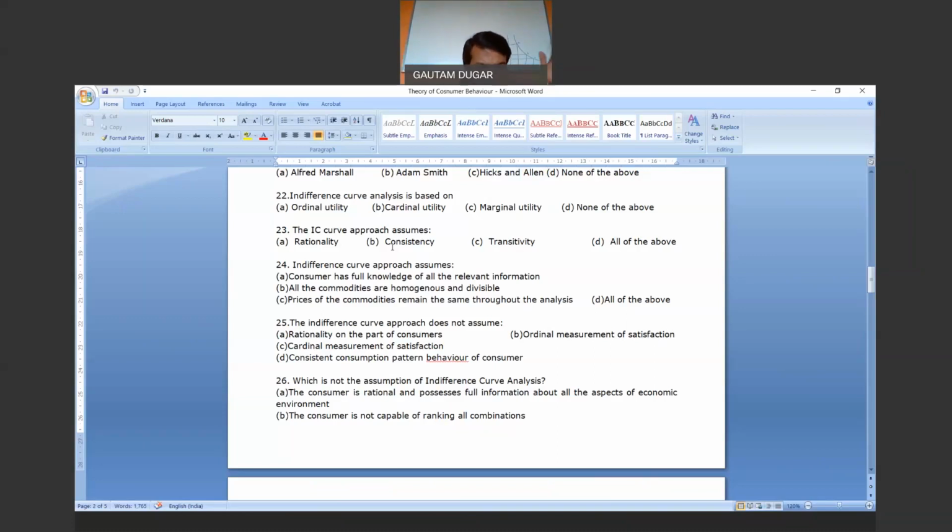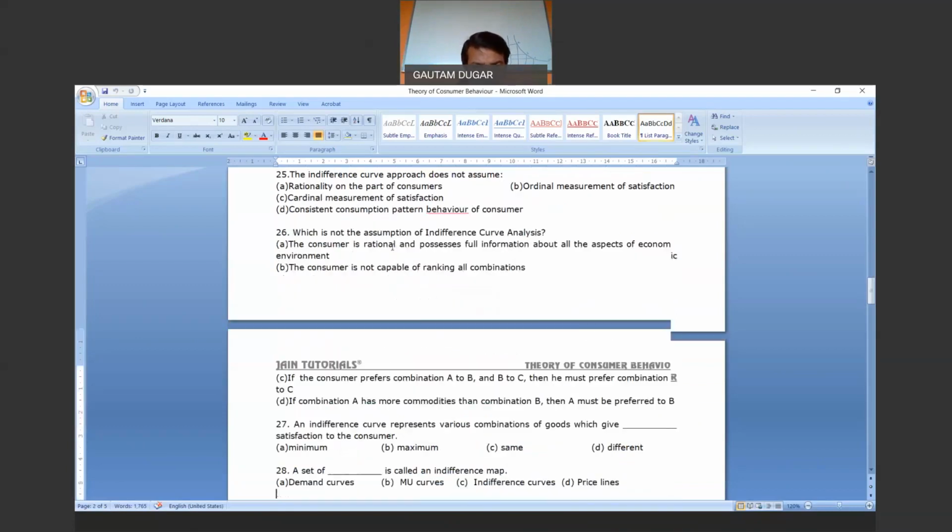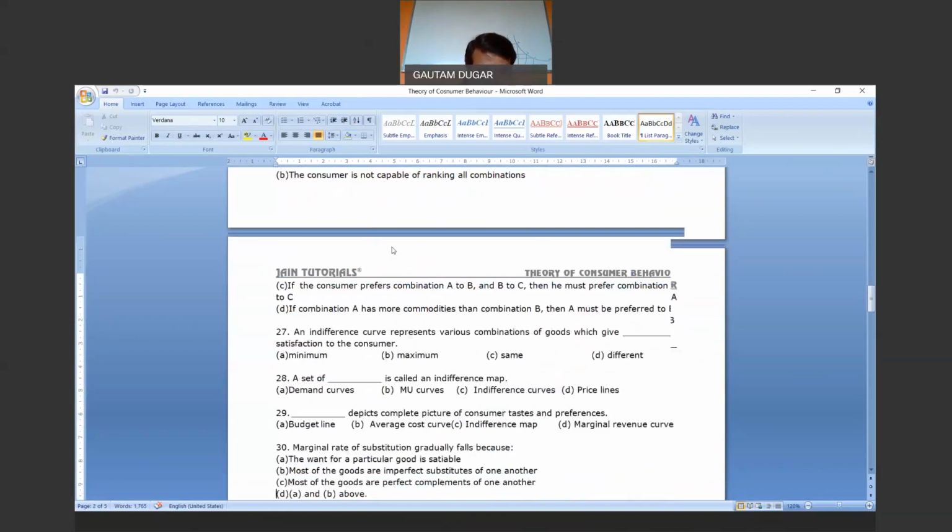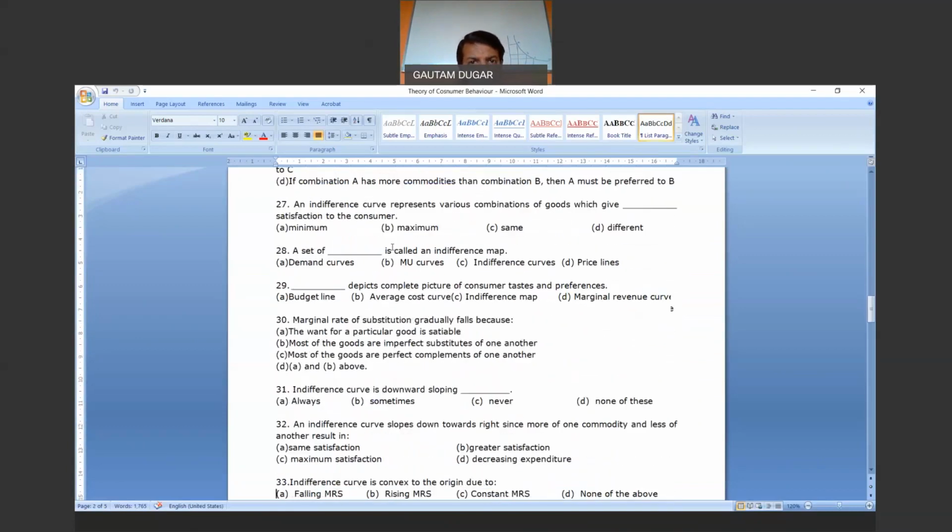So I'm moving down for the assumptions. I'll move to the next topic. Question 27. An indifference curve represents various combinations of goods which give same satisfaction to the consumer. 27 is C.